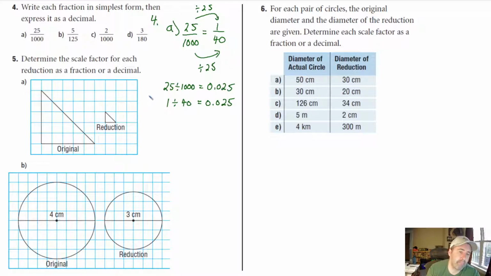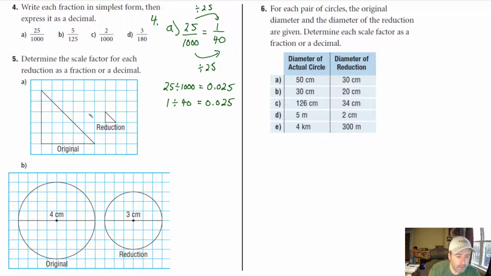And these ones will follow. Divide top and bottom by 5, divide top and bottom by 2 to put it in lowest terms, and divide top and bottom by 3 to put it in lowest terms. That'll give you your lowest terms fraction. And then to get the decimal, we just do it as a division: 5 divided by 125, 2 divided by 1,000, and 3 divided by 180.